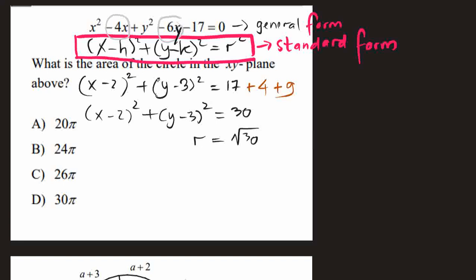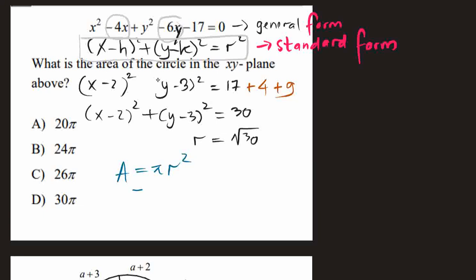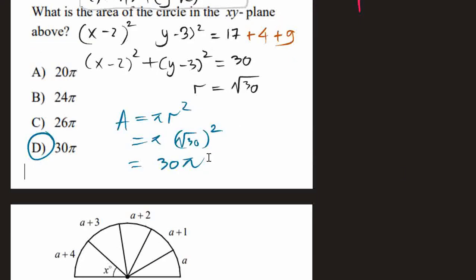How to count the area of the circle? This is our formula. Area is equal to pi r squared, so it's equal to pi times square root of 30 squared, which is 30 pi. That will be our answer. Next question.